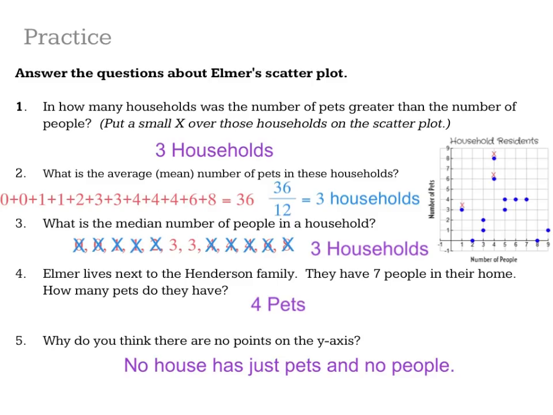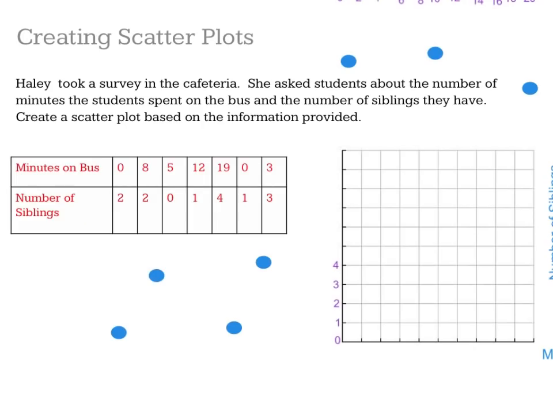All right, let's go ahead and take a look at the next one. And the next thing we're going to be doing is creating a scatter plot ourselves. So as Haley took a survey of the cafeteria, she asked the students about the number of minutes that students spend on the bus and the number of siblings they have. Create a scatter plot based on the information we provided.